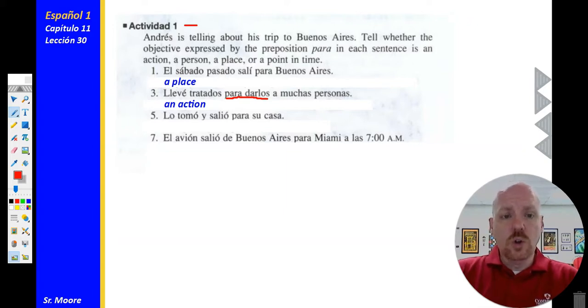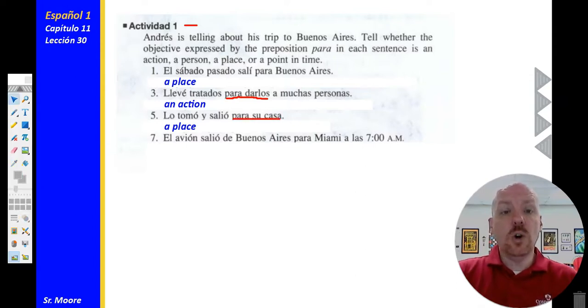Número 5. Lo tomó y salió para su casa. He took it and left for his house. This one, para is followed by su casa. So this one is a place. Para su casa.